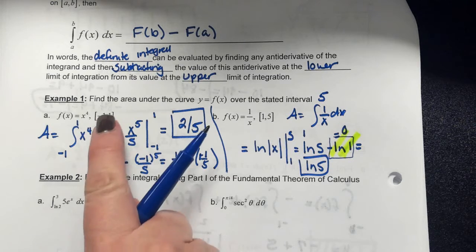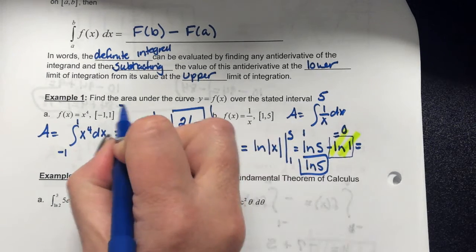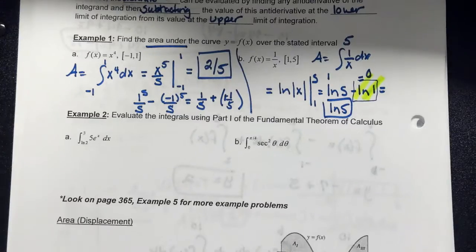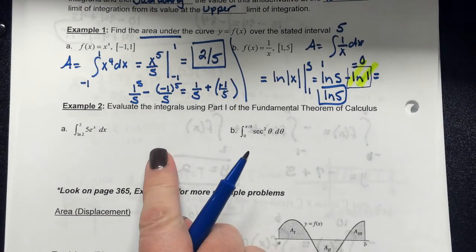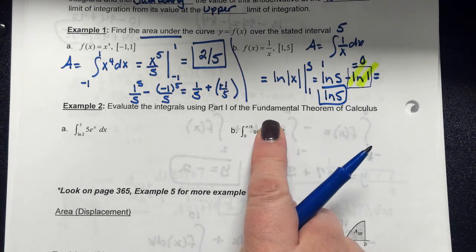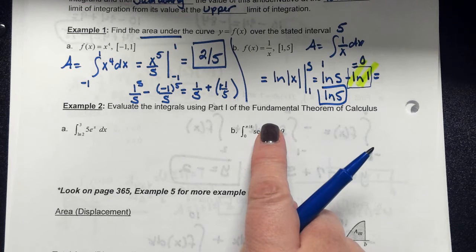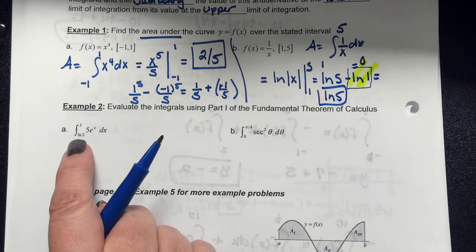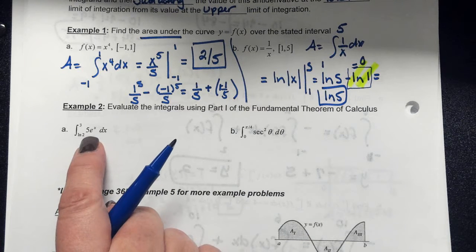So like I said, these directions just simply said to find the area under the curve. Now when you take a look at example 2, evaluating the integrals using part 1, we'll talk about part 2 of the fundamental theorem of calculus in a minute. Part 1 is just talking about how you evaluate those definite integrals by plugging in the upper bound and then minus plugging in the lower bound. So first of all, they're giving me my bounds from natural log of 2 to 3, and they want me to evaluate this definite integral of 5e to the x.